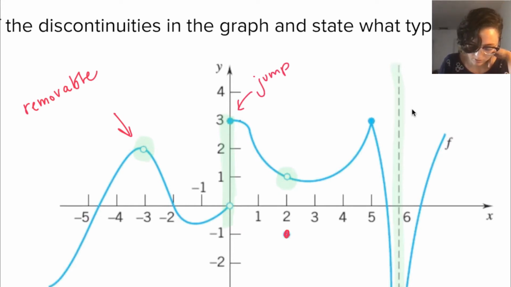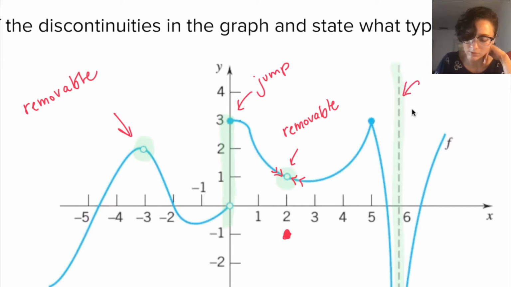Here, even though there's this little point down there, and some might think it's a jump because you jump down to fill in the hole, because the limit from the left is equal to the limit from the right, this is a removable discontinuity. And then here we have a vertical asymptote, so this is an infinite discontinuity.